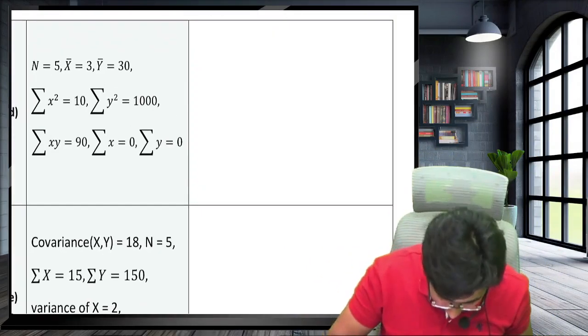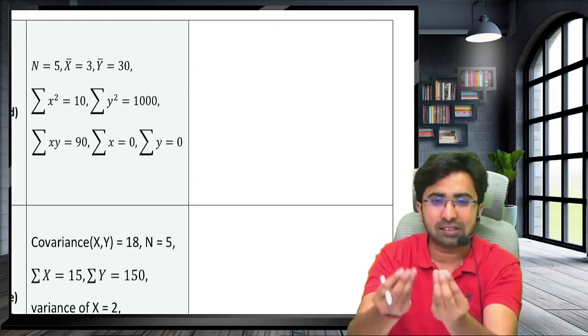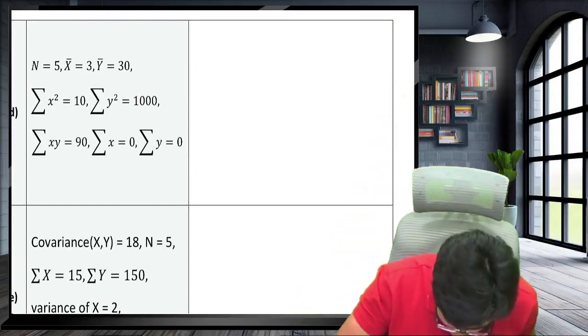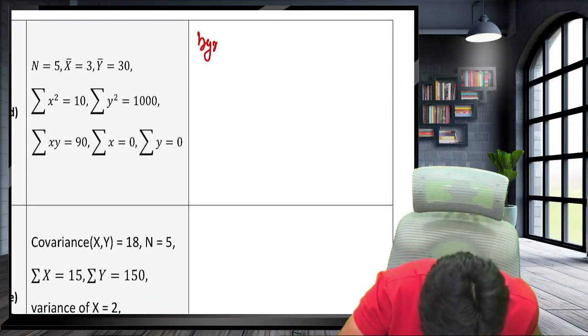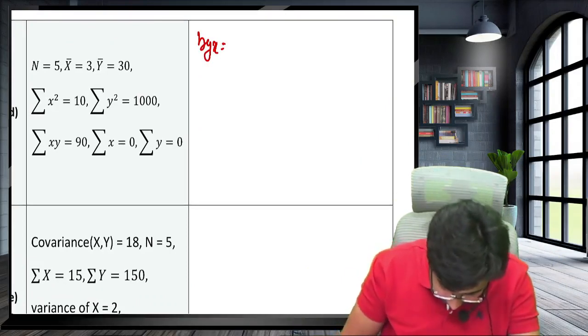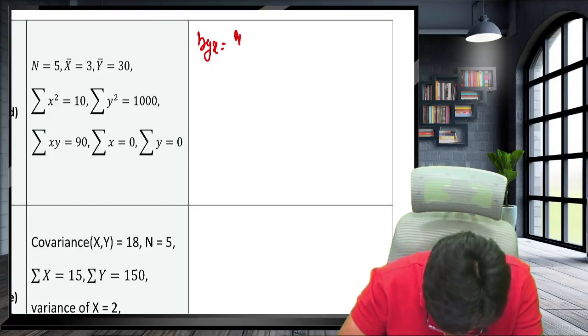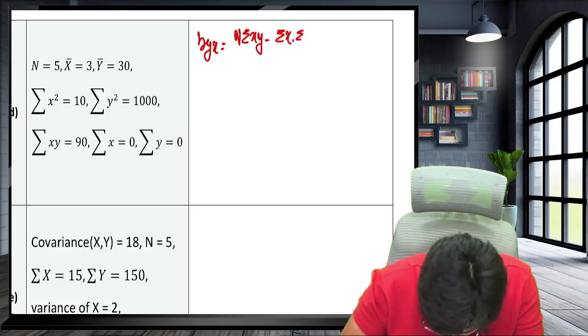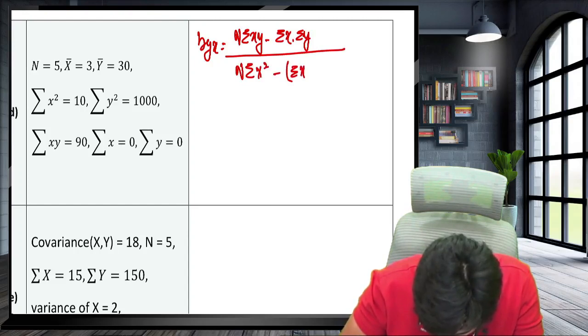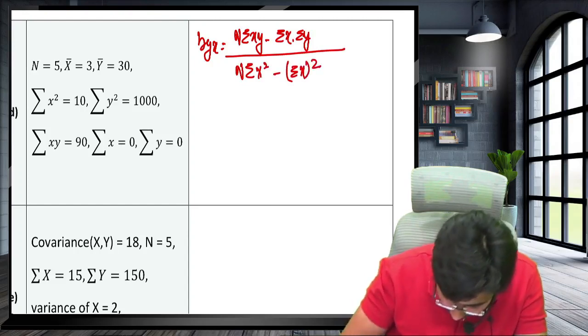Okay, guys. Because we have all the information of the first formula, can I say b y on x is equal to n summation xy minus summation x into summation y, divided by n summation x square minus summation x whole square. So let's put it over here.